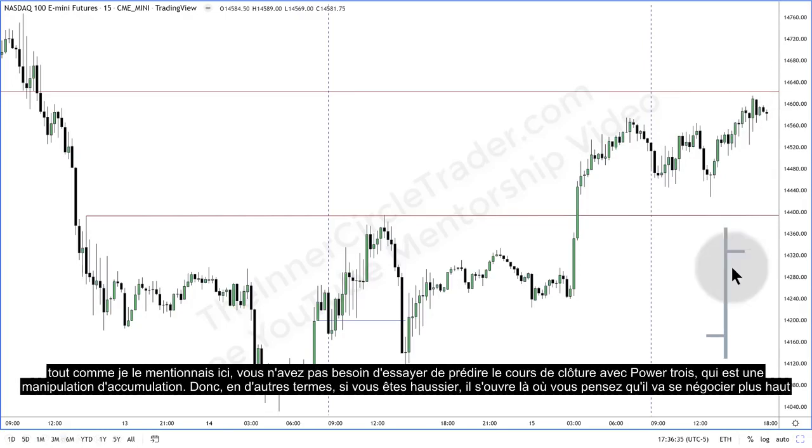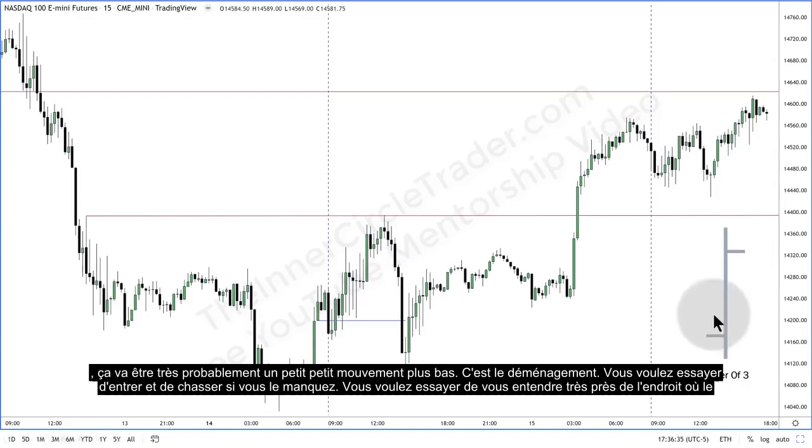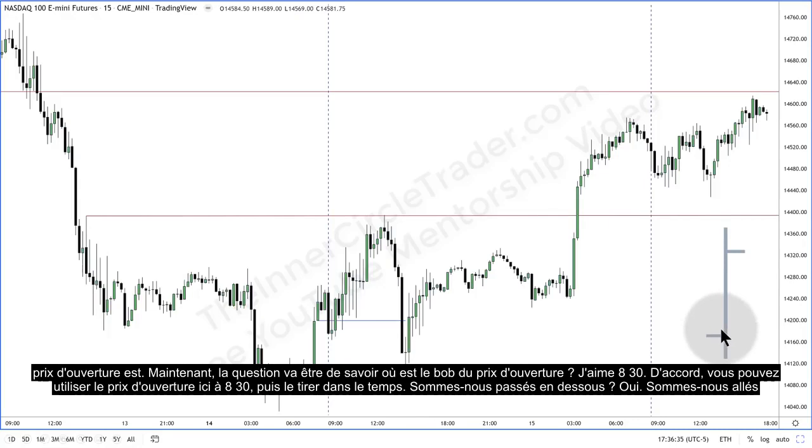It's just like I was mentioning here, you don't need to try to predict the closing price with Power 3, which is accumulation, manipulation. So in other words, if you're bullish, it opens where you think it's going to trade higher. It's most likely going to be a small little move lower. That's the move you want to try to go in and hunt along. If you miss it, you want to try to get long real close to where the opening price is.